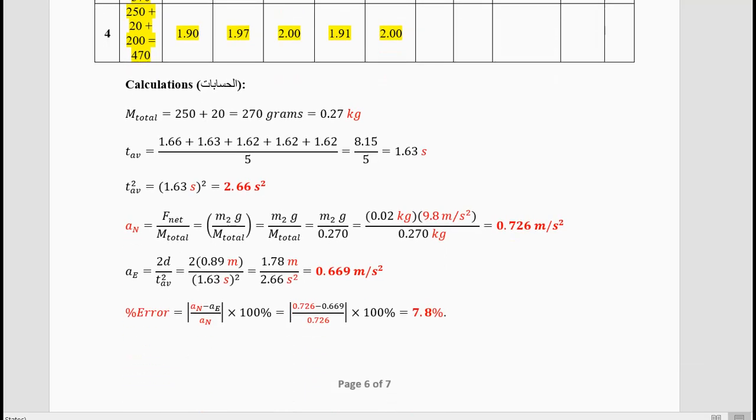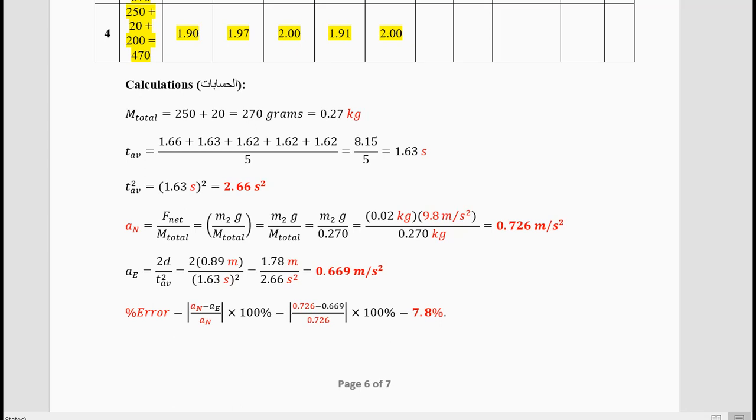Now your experimental acceleration is 2d divided by t average square. 2 into 0.89. Distance is how much? 0.89 divided by 1.63 whole square. 2 into 0.89 is 1.78 divided by 2.66, you will get 0.669 meters per second square. The two numbers are bound to differ.